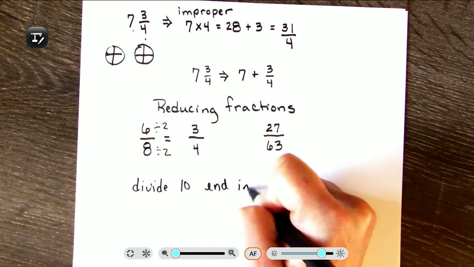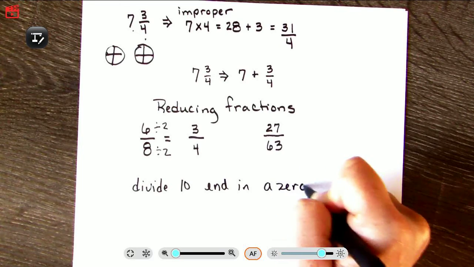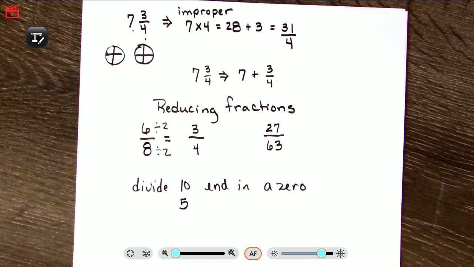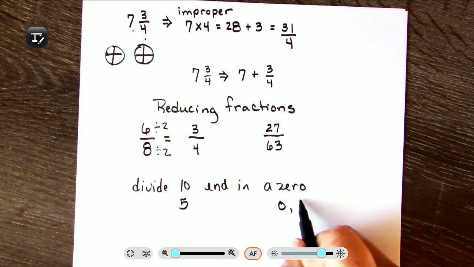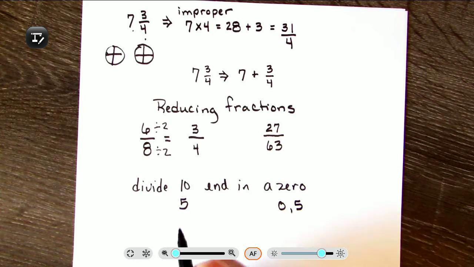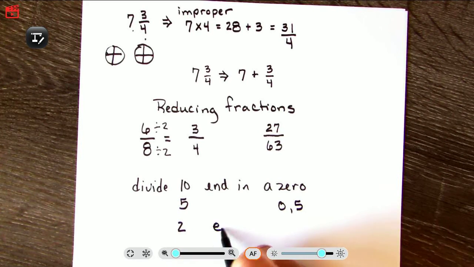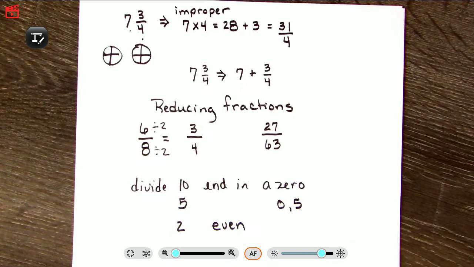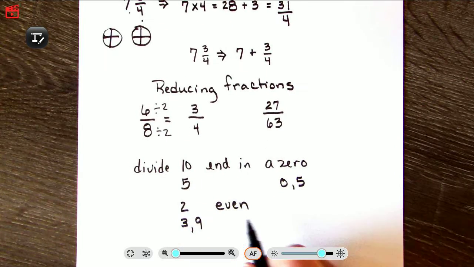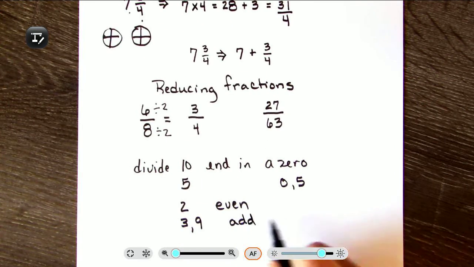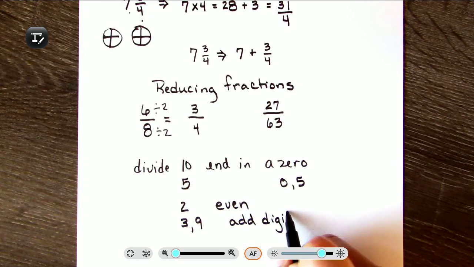If you want to divide by 5, it's going to end in a 0 or a 5. And if it's going to be divisible by 2, it's going to be even. So here's just some pieces. Divisible by 3 as well as 9 have the same kind of rule, is we add the digits.